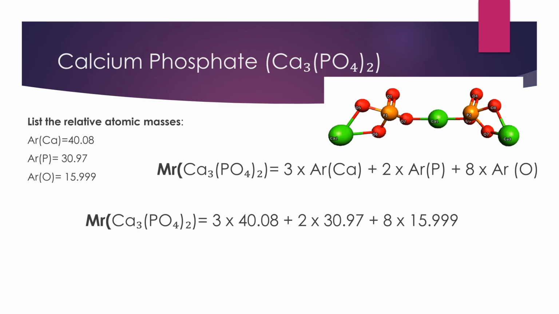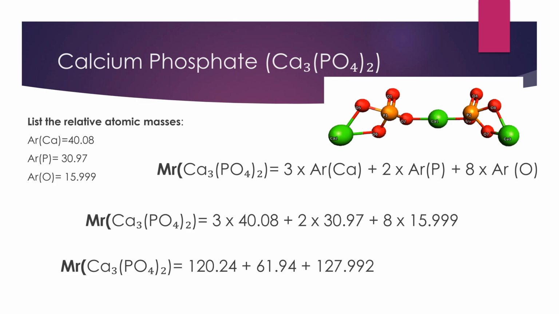So relative atomic mass for calcium, for phosphorus, and for oxygen. You multiply and then add them all together, and the number that you get is your result, meaning in this case it is 310.172. So this is shortly about this. I hope this was helpful, and good luck everyone.